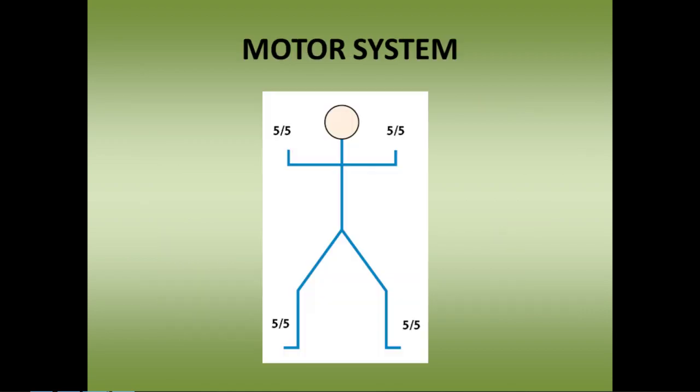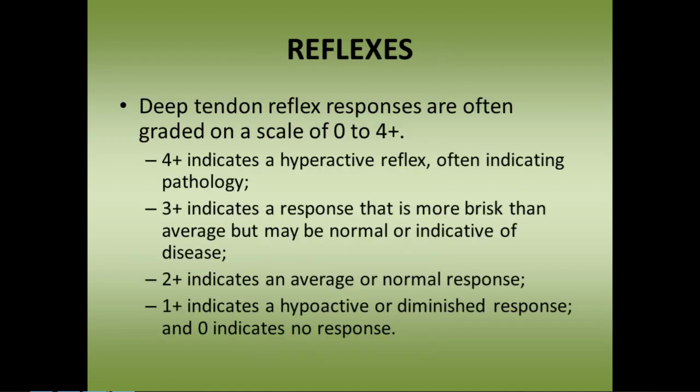We also have here your reflexes. In your reflexes, we have your deep tendon reflex responses are often graded on a scale of 0 to 4 positive. So a score of 4 plus indicates a hyperactive reflex, meaning that is still an abnormal finding because it can indicate pathology. This is a condition known as your hyperreflexia.